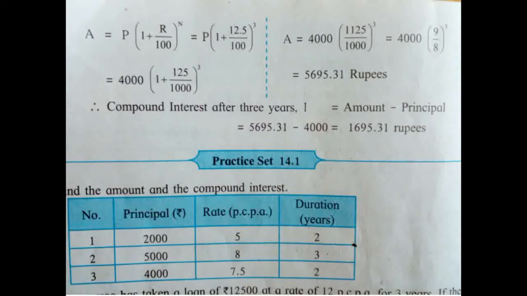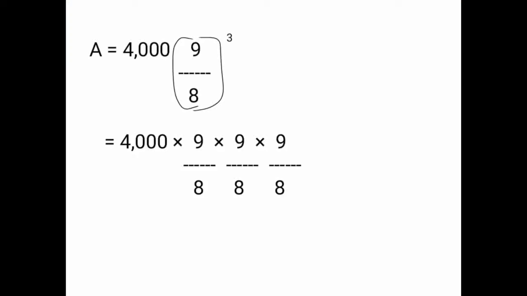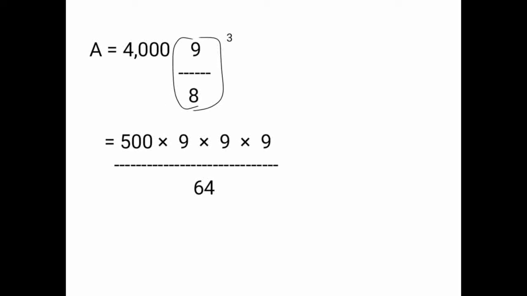Next step, you have to write it in multiplication form. 9 upon 8 you have to write in multiplication form 3 times because the index is 3. That is equal to 4000 into 9 upon 8 into 9 upon 8 into 9 upon 8. Now you have to do cancellation by the table of 8. 8 ones are 8, 500s are 4000. On numerator you write the multiplication form, but on denominator you multiply: 8 8s are 64. That is equal to 500 into 9 into 9 into 9 upon 64.